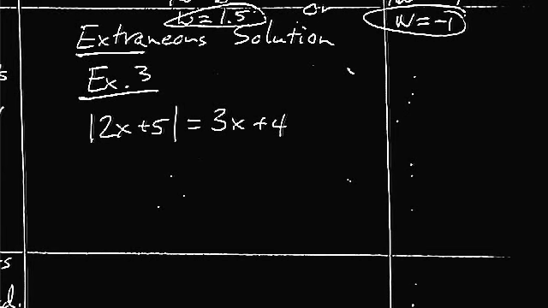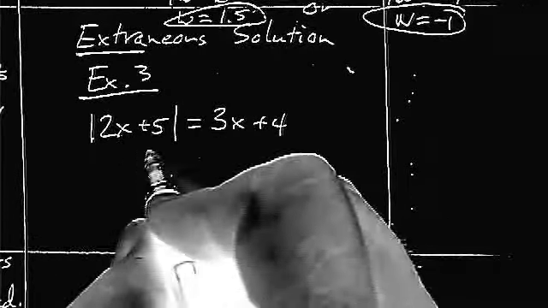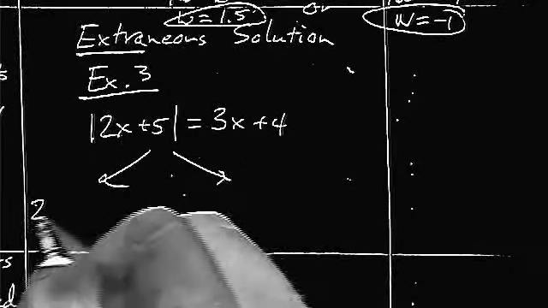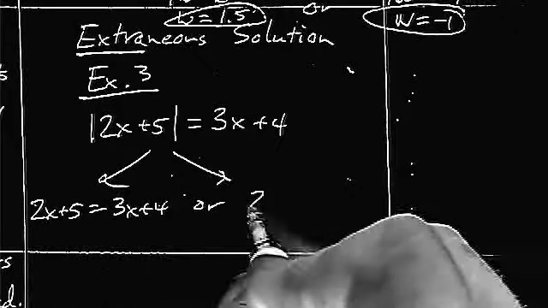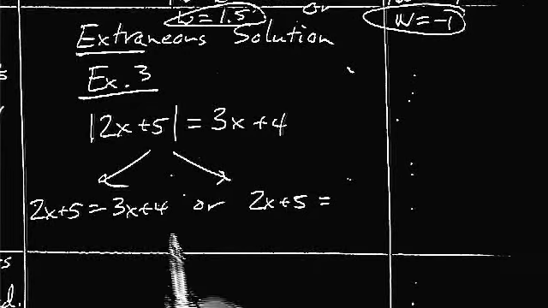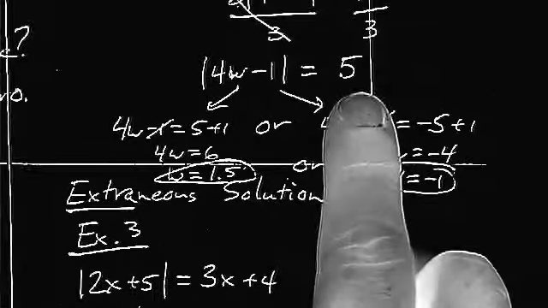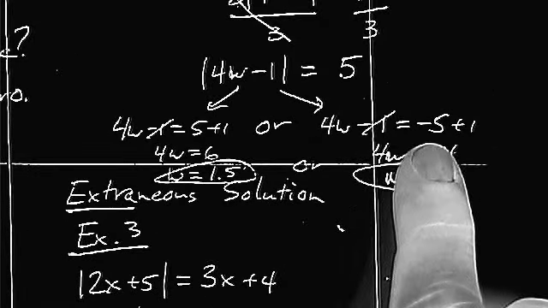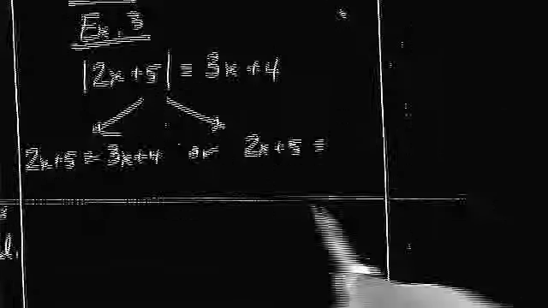So, first question again, are the absolute value bars isolated? Answer, yes. Okay, so that's good news for me. So I can immediately go to splitting this up, right? 2x plus 5 is equal to 3x plus 4, or 2x plus 5 equals, now I want you to be real careful here. Remember how we've been taking the opposite? Like right here we had 5 over here and negative 5 over there. The same logic is going to hold true.